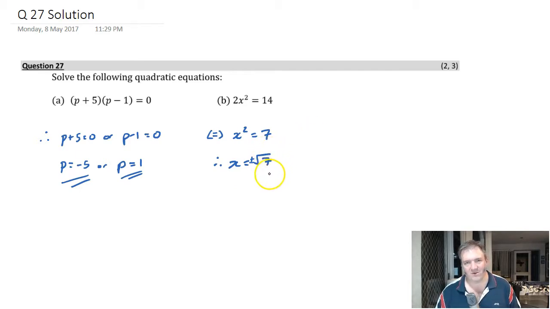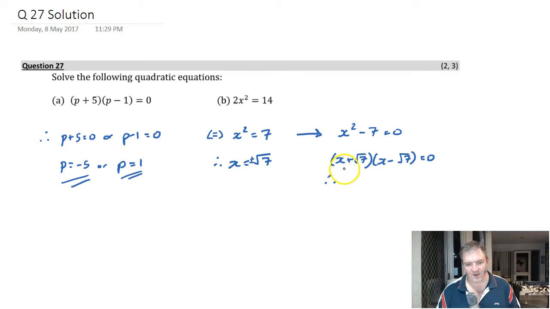Here's the slightly longer but preferred working to make sure you don't make any mistakes. Still divide by 2 first. That's great. When you've got a polynomial, the way to solve it is to set it equal to 0 and factorise. This one's going to factorise nicely because it's my difference of 2 squares. X plus root 7, x minus root 7 equals 0.